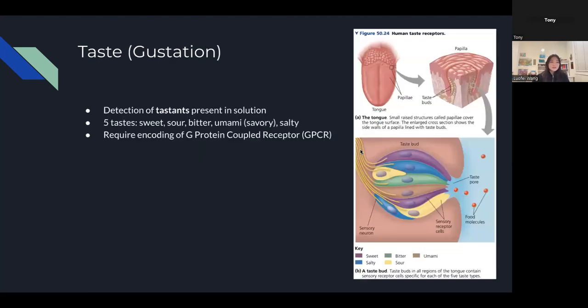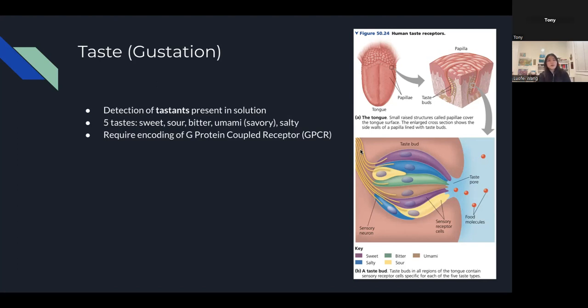Okay, next is the sense of taste. Taste is also called gustation. It's essentially where tastants, the little particles, come into contact with taste pores on taste buds and bind to specific sensory receptor cells that transmit information about the taste of the tastant. Tastants are specific to the taste and can be a variety of different molecules.